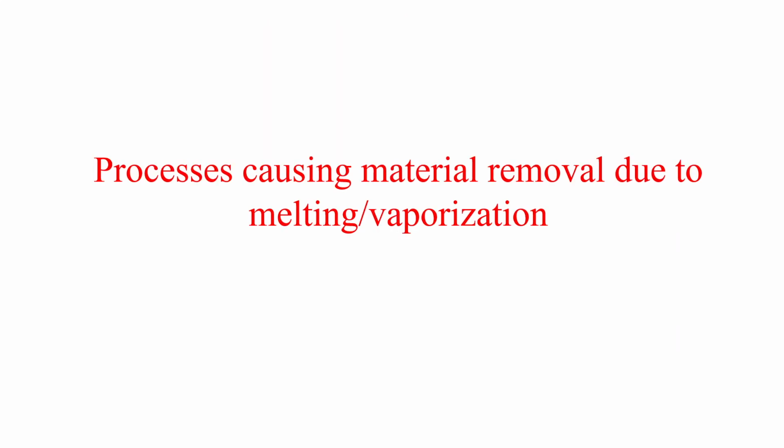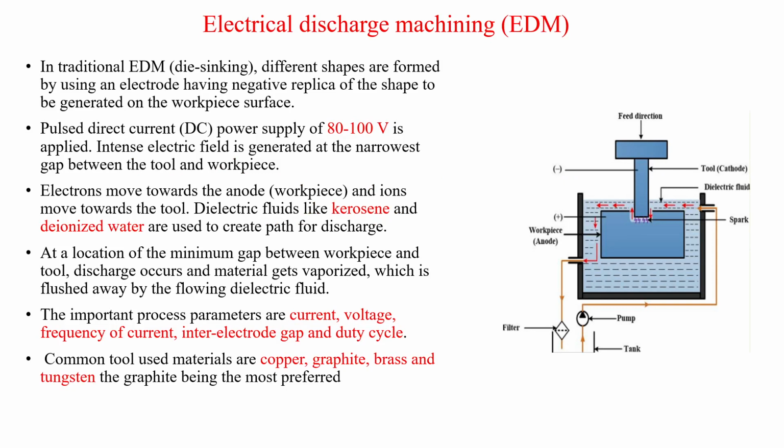Okay. Now we have seen the non-conventional processes, in which there was no contact, but there was removal of material using mechanical means. Now we will see how processes cause material removal due to melting and vaporization. So this basically includes the thermal processes.